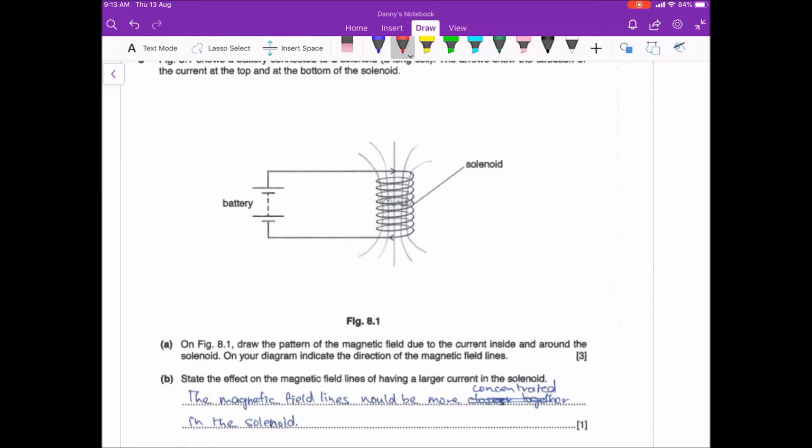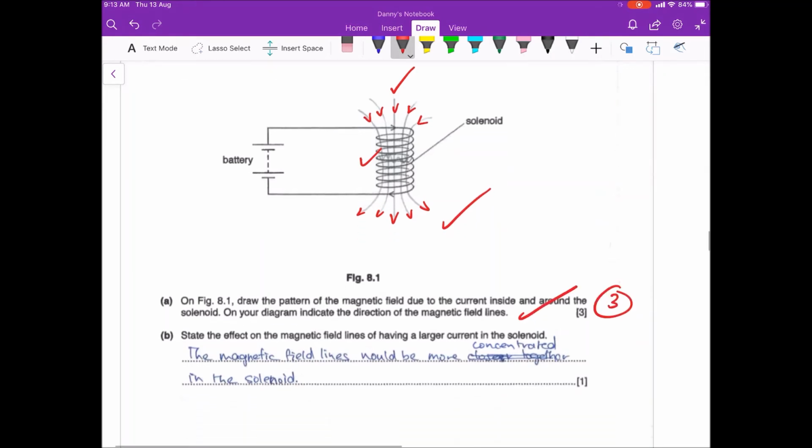The general pattern is symmetrical, very good. I can see the line of symmetry right here. I can see arrows. And using your right hand grip rule, I can see that the arrows are correct. It will be pointing like this. I'm just drawing it out because it is not very clear from the pencil, but generally it is correct. So I think I will give him a full mark of 3.